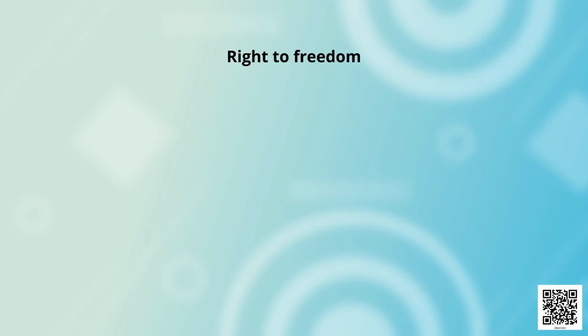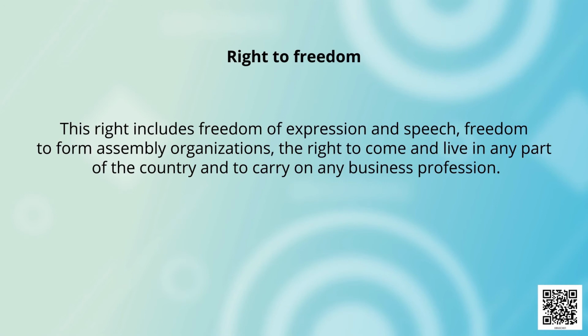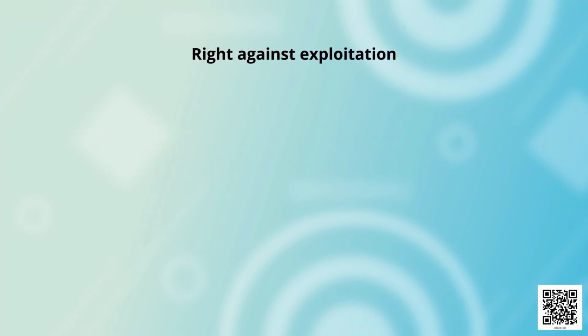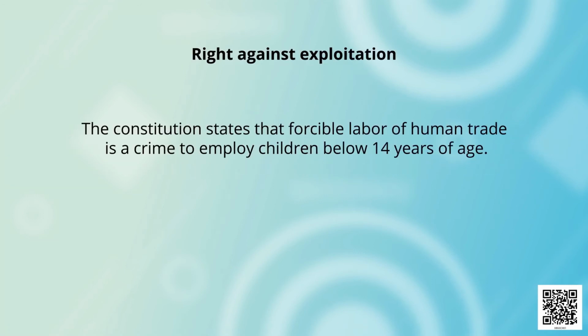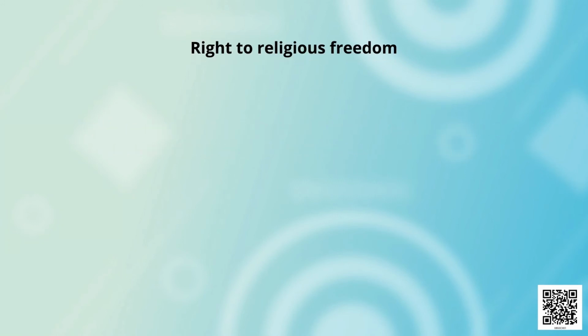Moving on, it is the right to freedom. This includes the right to freedom of speech and expression, the right to form associations, the right to move freely and reside in any part of the country, and the right to practice any profession, occupation, or business. Then is the right against exploitation. The Constitution prohibits human trafficking, forced labor, and employment of children under 14 years of age.